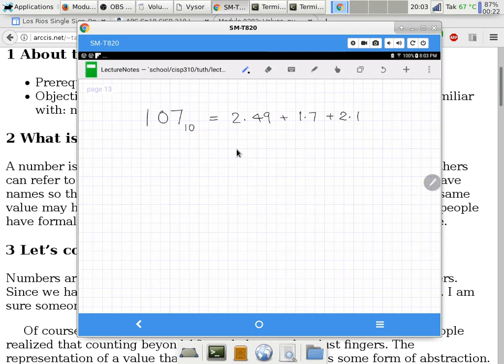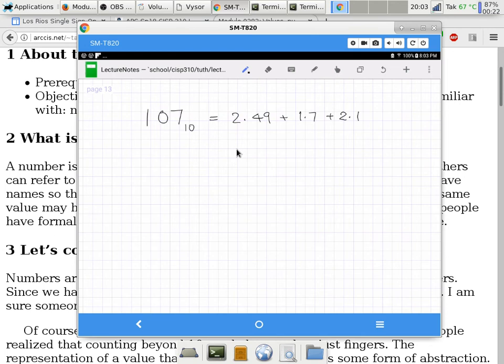Where did 49 come from? Because 7 times 7 is 49. 49 is a power of 7. 7 times 8, we can't use 56 now? No, because you have to use powers of 7 only. Oh, powers of 7. Right.